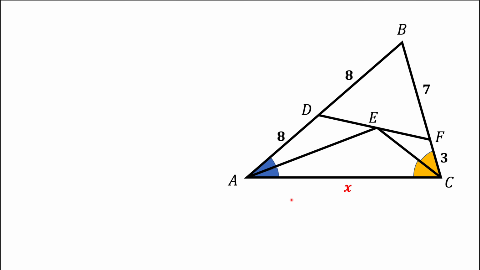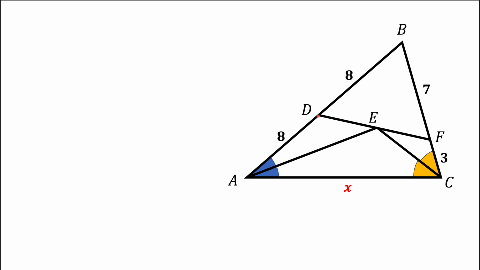Another thing we know is that a triangle has two angle bisectors. AE is bisecting angle A. It splits it in two congruent parts. And CE is splitting the angle C into congruent parts.